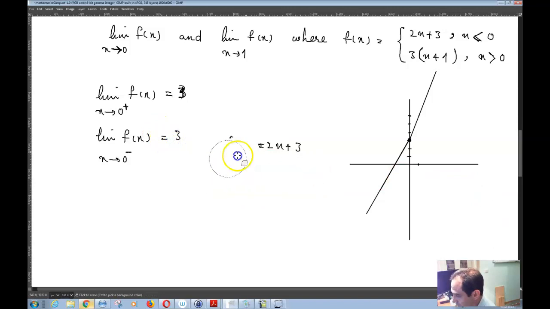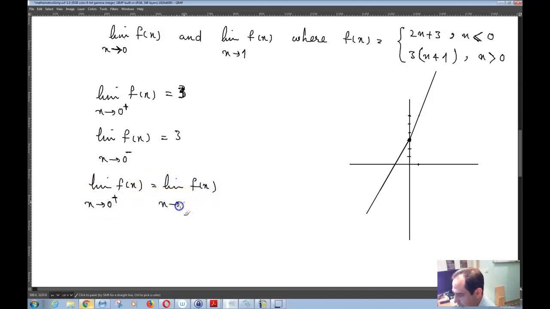So then you can say that the limit of f of x when x tends to 0 from the right is equal to the limit of f of x when x tends to 0 from the left, which is equal to 3. And also the value of the function at 0, f of 0, is equal to 3 again. This is equal to the value of the function at x equal to 0. So that is that.